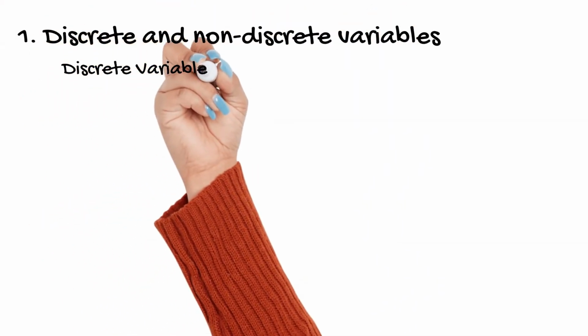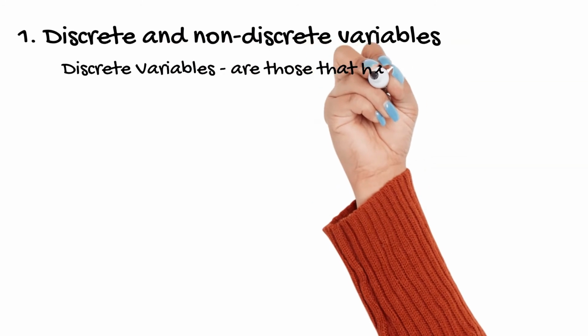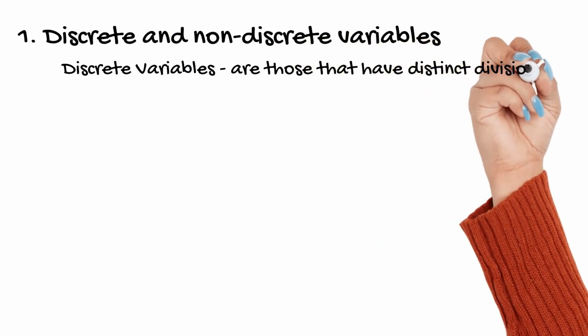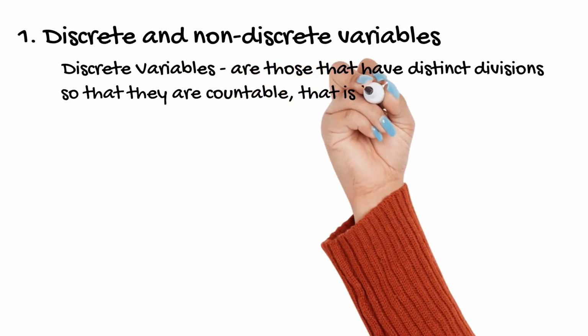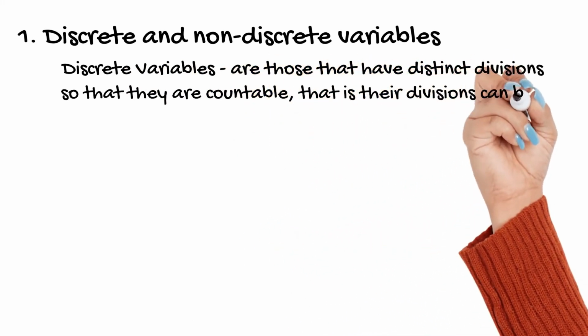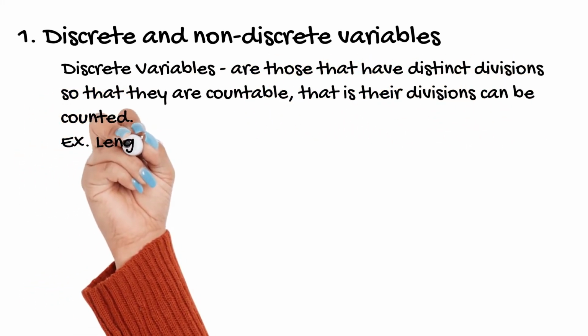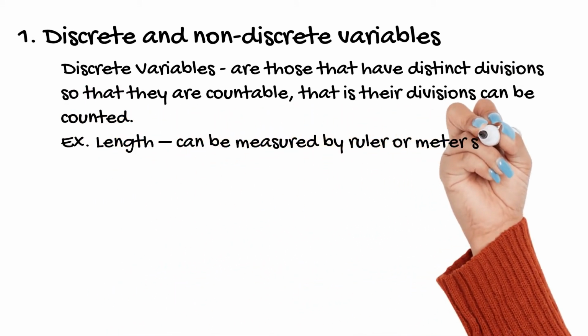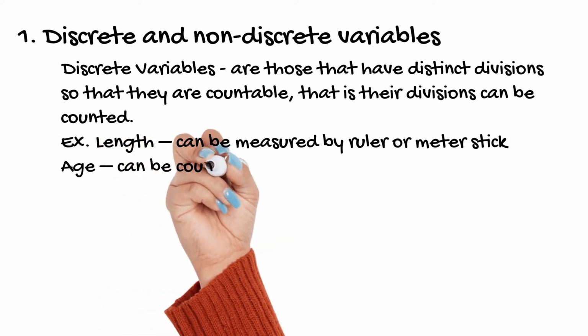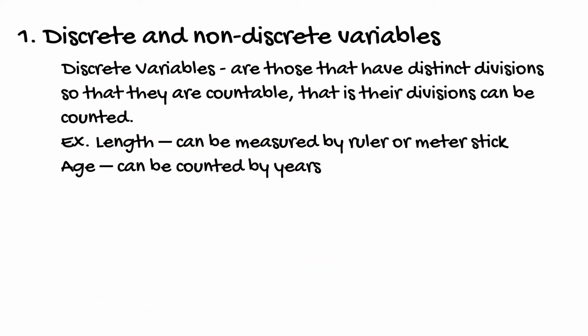Discrete variables are those that have distinct divisions so that they are countable. That is, their divisions can be counted. For example, length. Length can be measured by a ruler or meter stick. Another example is age, and can be counted by years.